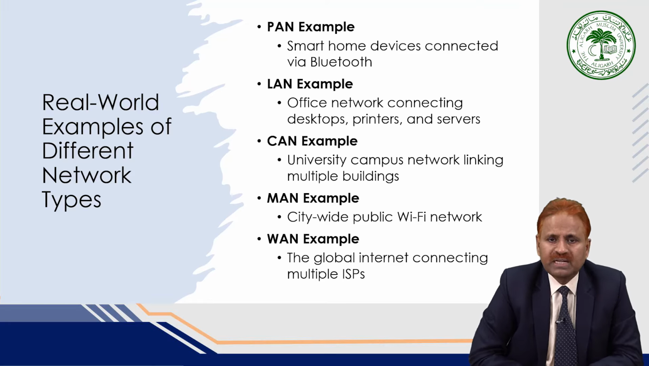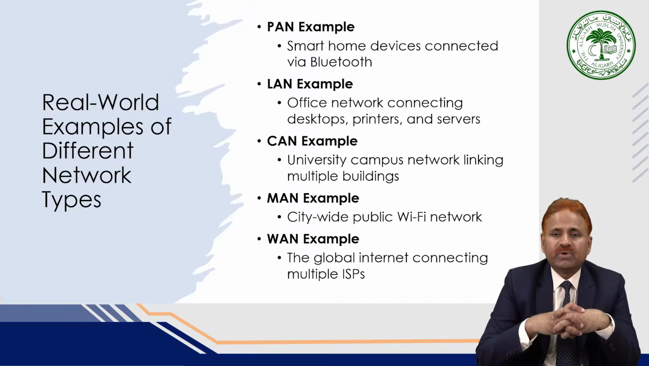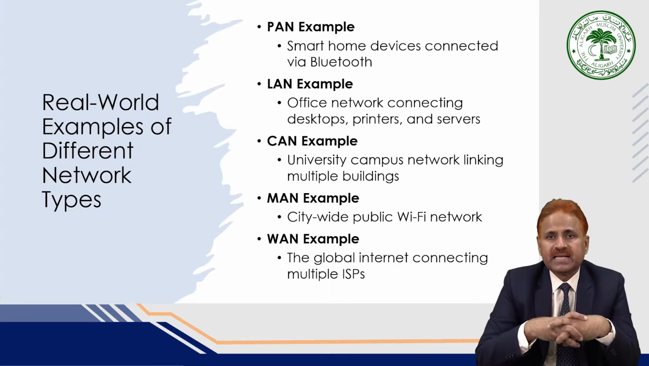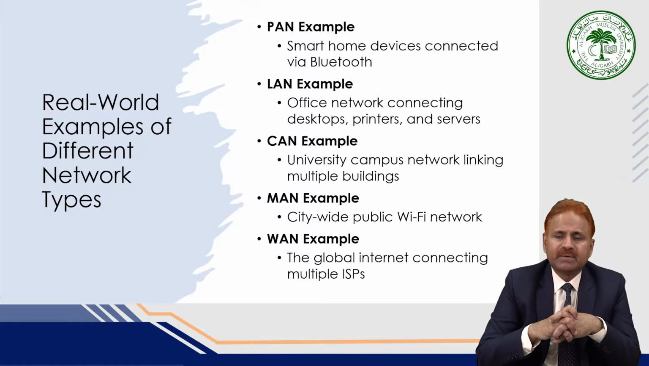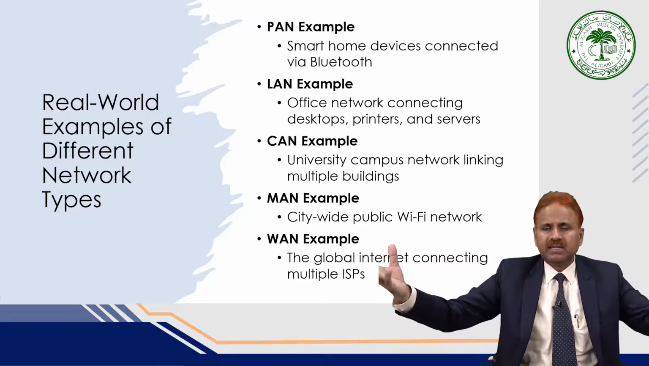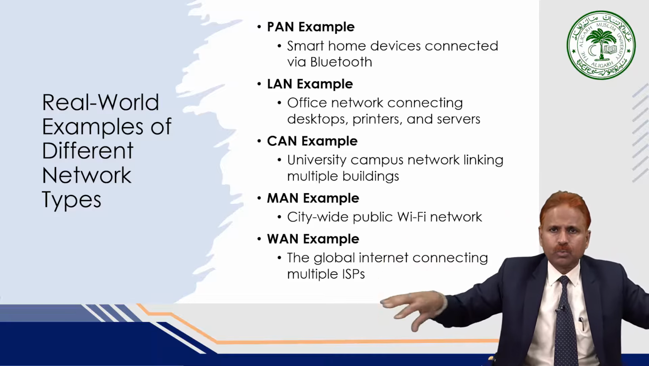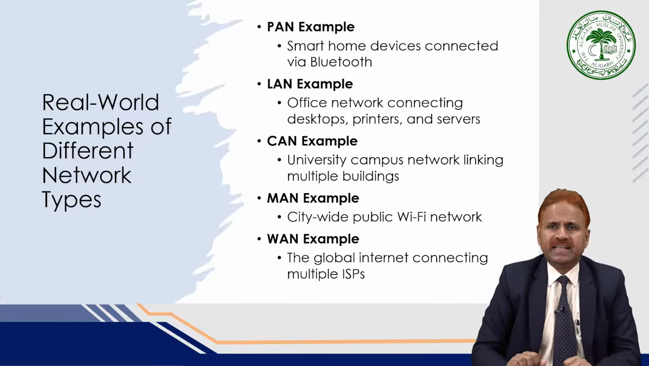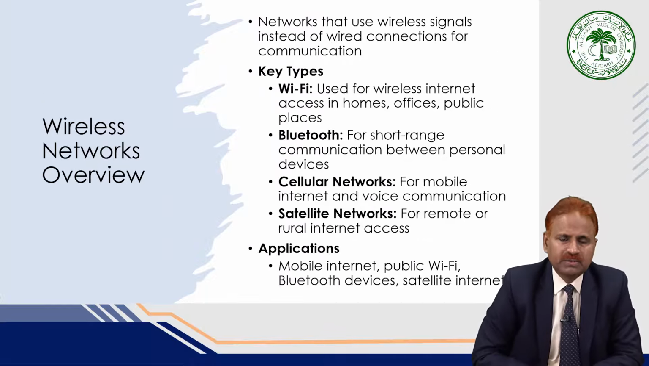A university campus network linking multiple buildings can be an example of a campus area network. A city-wide public Wi-Fi network is an example of a metropolitan area network, while the global internet connecting multiple ISPs is a wide area network. Several ISPs, internet providers, are collaborating with each other to provide connectivity in their local areas. So they are an example of a wide area network.